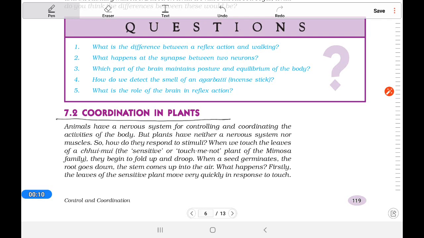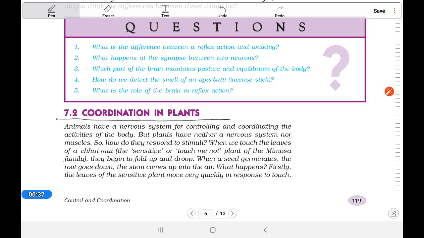We know that coordination is there in plants, but it is not like in animals. In animals, the nervous system is there, muscles are there, the brain is there, and peripheral nerves are there all over the body. Whereas a plant is lacking all this, and a plant also does not always respond.